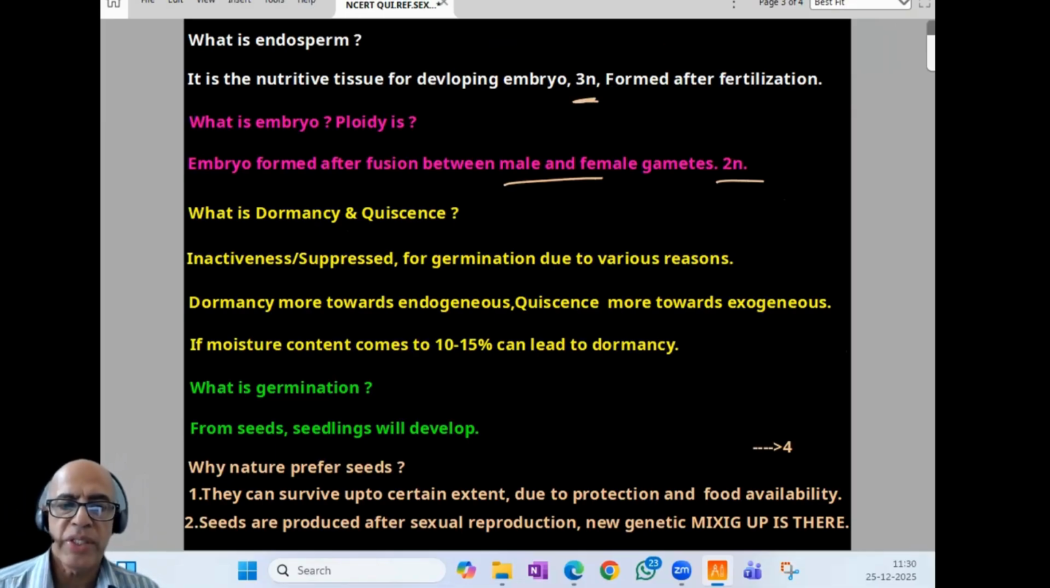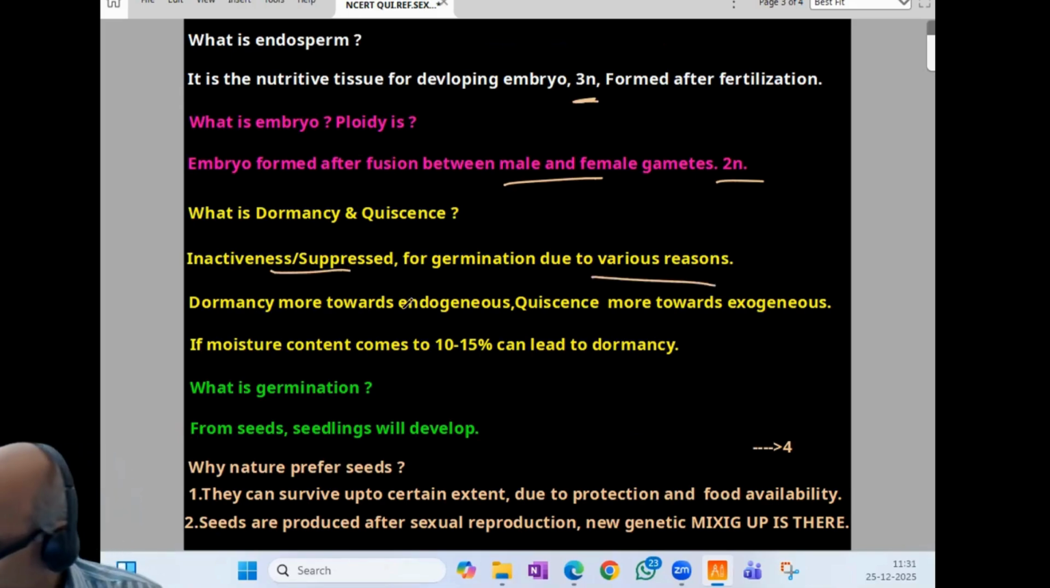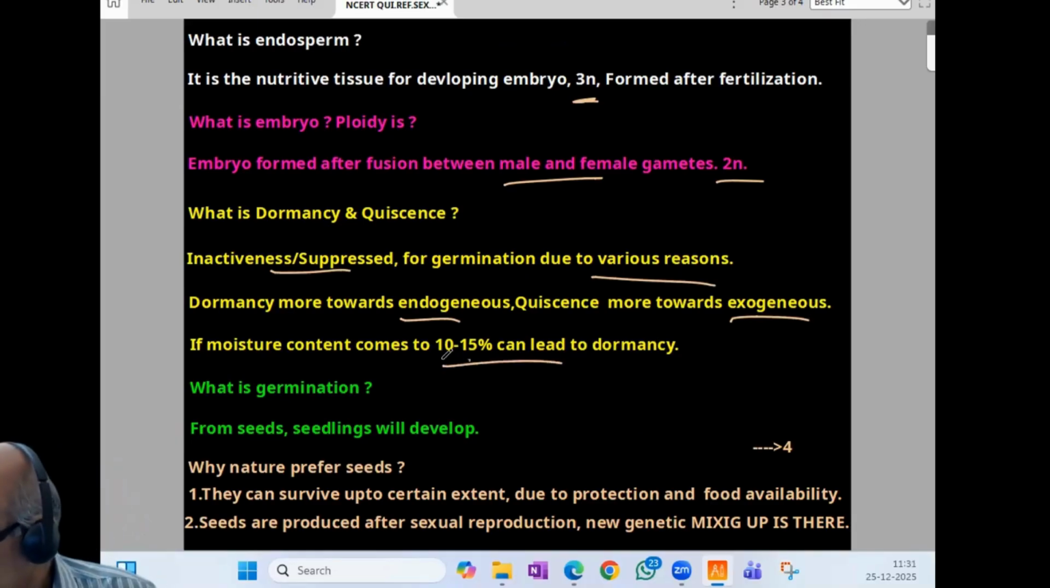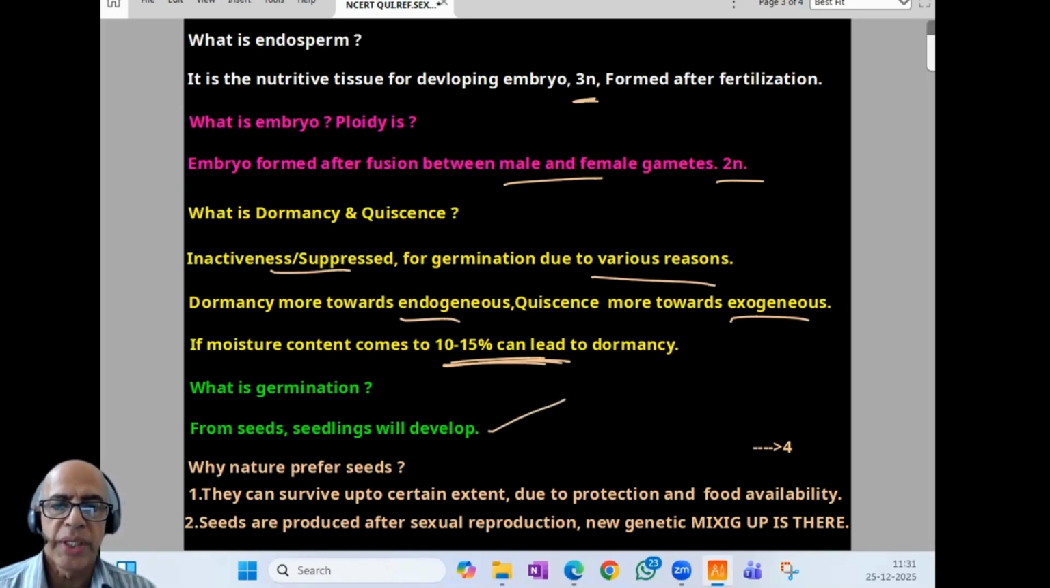Now, what is meant by dormancy and quiescence? Both generally mean inactiveness, suppressed, with respect to germination, due to various reasons. Dormancy is more towards endogenous nature, while quiescence is more towards exogenous nature. If moisture content comes to 10 to 15%, it can lead to dormancy. This value is important in NCERT. Now, what is germination? Germination means from seed, seedlings will develop.